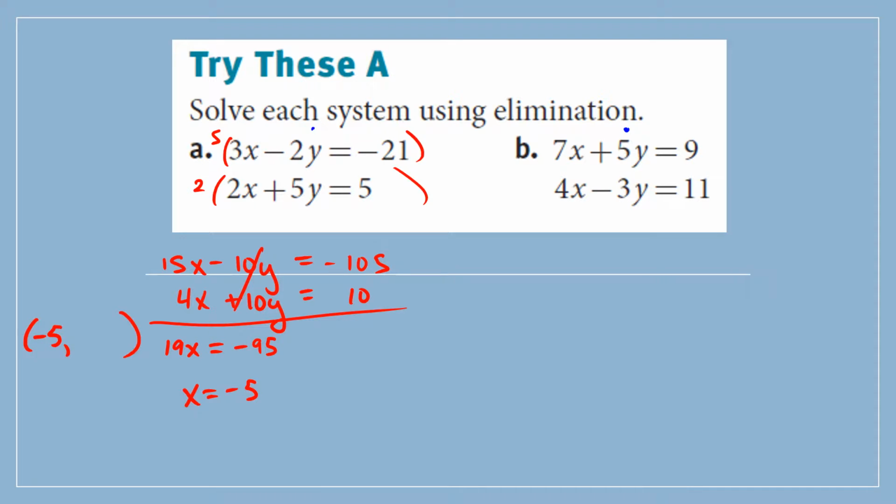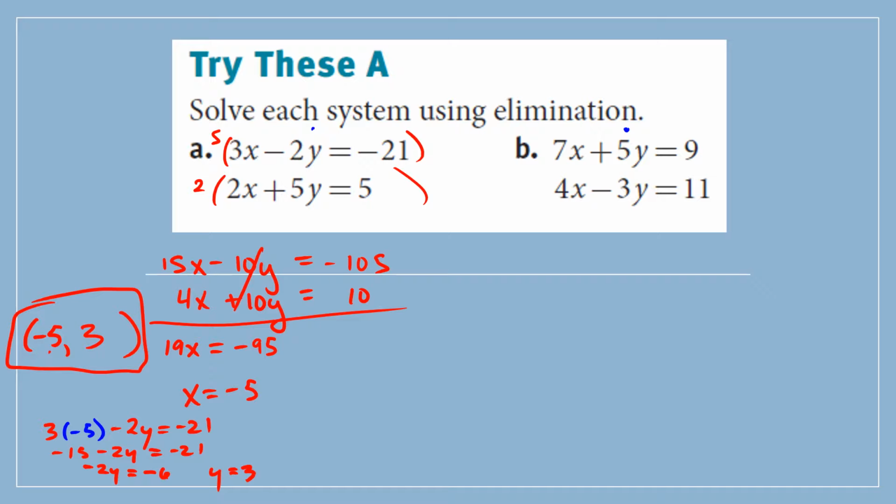So if I use the first one, I would have 3 times negative 5 minus 2y equals negative 21. So I would have negative 15 minus 2y equals negative 21. When I add 15 to both sides, I'm going to get negative 2y equals negative 6. And then when I divide, I'm going to get y equals 3. So my solution is negative 5, 3.